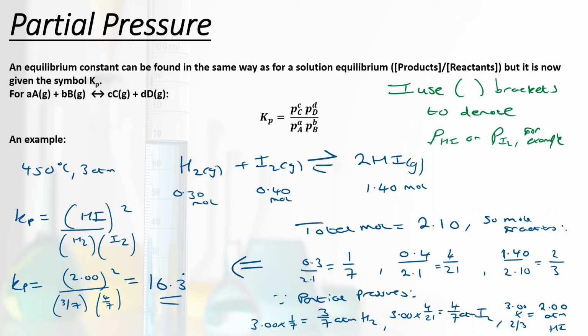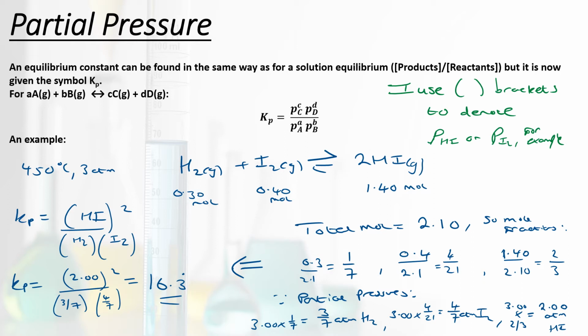Now you also notice in the Kp expression that I've used curved brackets here and not square brackets. That's because we're not dealing with concentration, but with partial pressures. Now rather than writing a P with the subscript of HI, I find it a bit neater just to draw it as curved brackets. But double check with your exam board exactly how they want you to write this in the exam. The key thing is that you don't write it as square brackets because that denotes concentration and we're dealing with partial pressures.